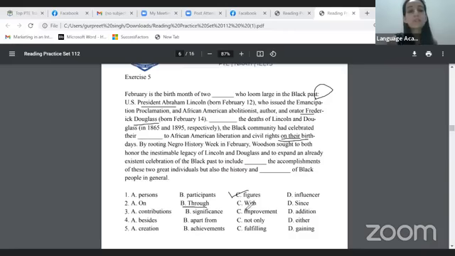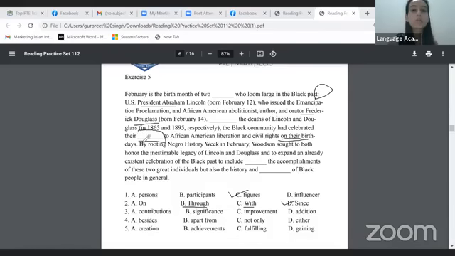So can we say with the deaths the Black community had celebrated? It should be since the deaths because we know the meaning of since as well. Since means from that time period. So since is used when something is started from that time. So they want to say since the deaths means from the time that these two died, the Black community had celebrated their dash to African American liberation and civil rights.